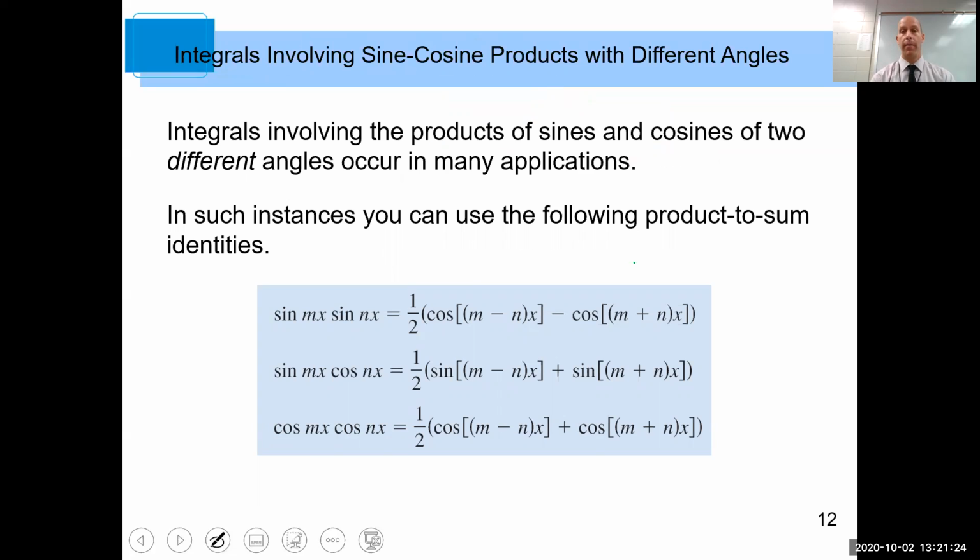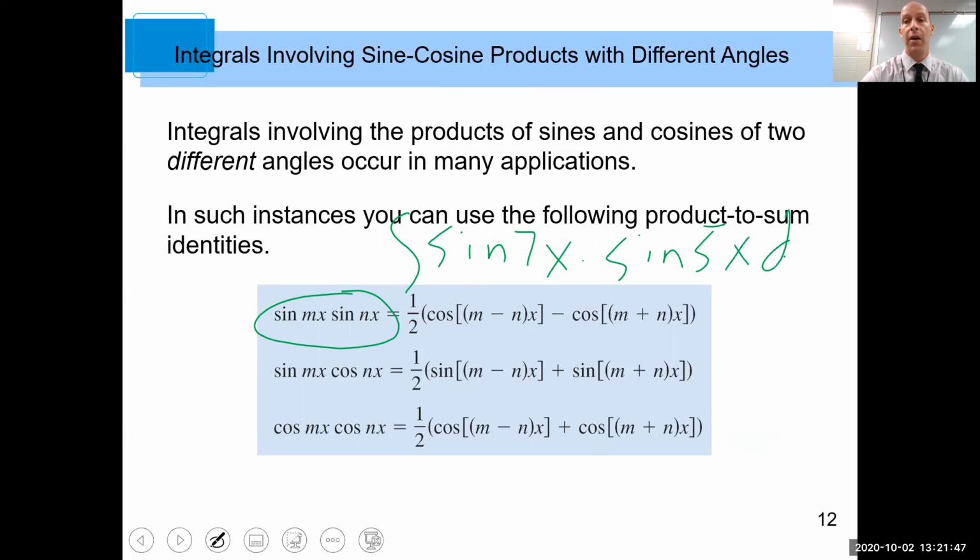So now I want to talk about, what if instead of having some power of sine times some power of cosine, or some power of secant times some power of tangent, what if it's just sine of mx times sine of nx? In other words, what if the problem involved the integral of sine 7x times the sine of 5x? How are we going to integrate that?